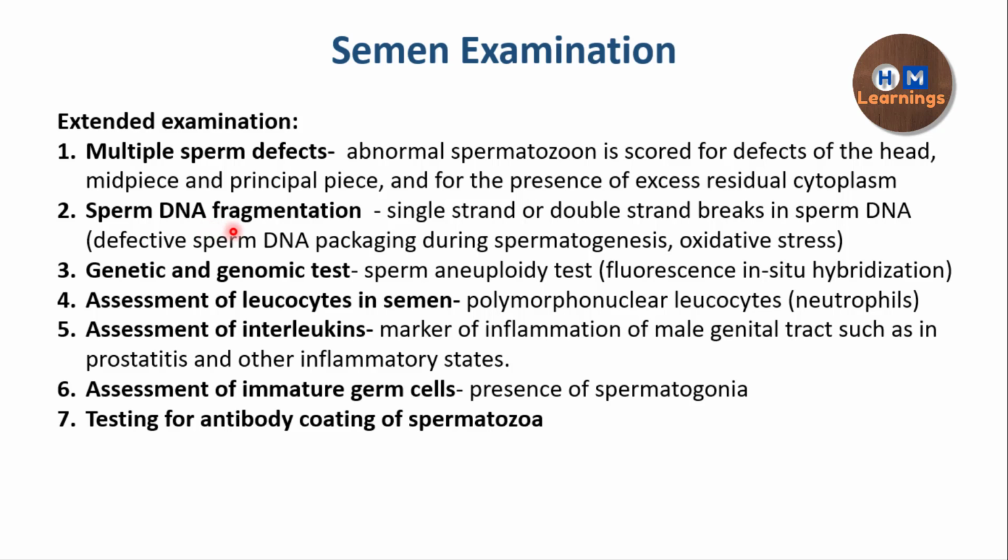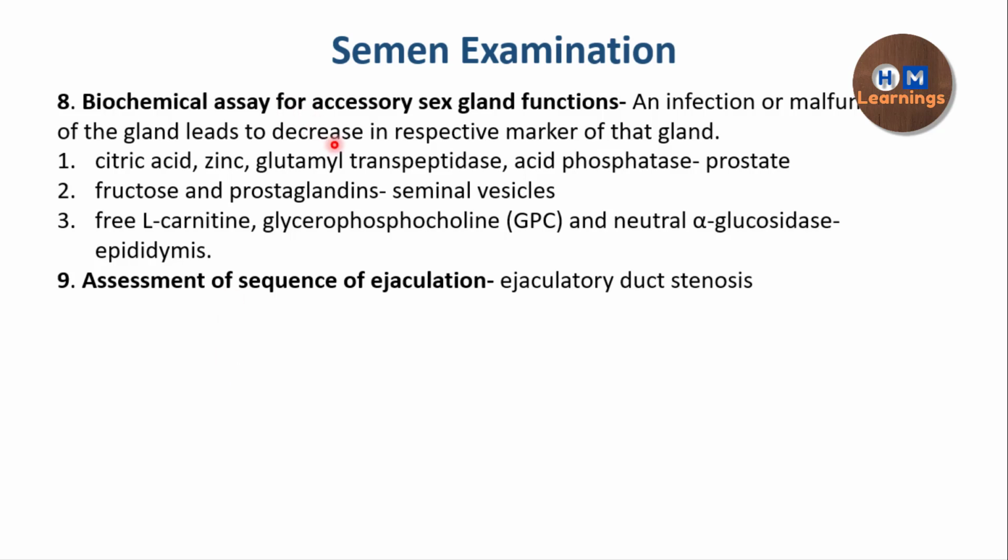Then sperm DNA fragmentation. There could be single strand or double strand breaks in the sperm DNA. Then there could be genetic defects of the sperm, assessed by the sperm aneuploidy test, in which there could be a decrease or increase in the chromosome number, trisomy or monosomy types of defects. Then there could be presence of WBCs in the semen, presence of interleukins, that is inflammation, and assessment of immature germ cells, like spermatogonia, which should not be present in the semen. And then antibody testing for the spermatozoa. So these are the extended examinations.